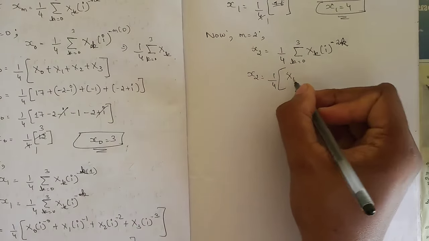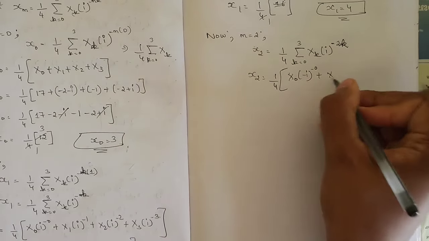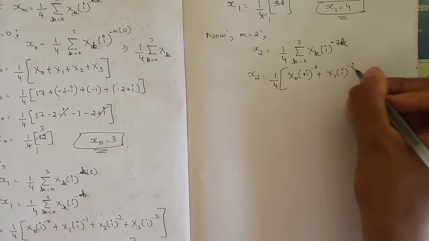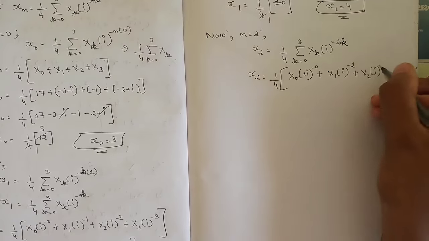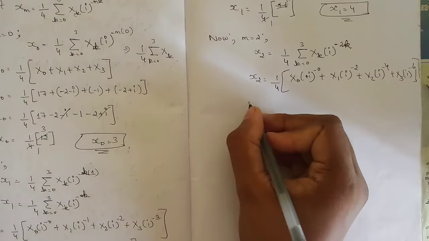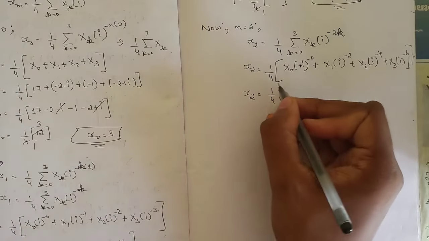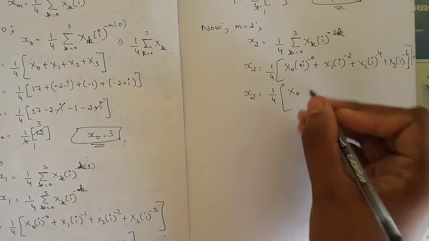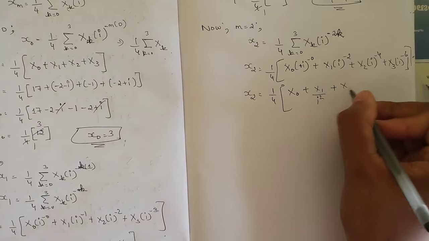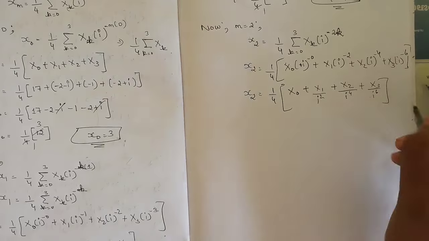Now it will be x0 i to the power minus 2 into 0, which is 0, plus x1 i to the power minus 2 into 1, which is minus 2, plus x2 i to the power minus 4, plus x3 i to the power minus 6. So now x2 would be 1 by 4 into i to the power 0 is 1, so x0 plus x1 by i square. I bring this to the denominator: x2 by i to the power 4 plus x3 by i to the power 6.